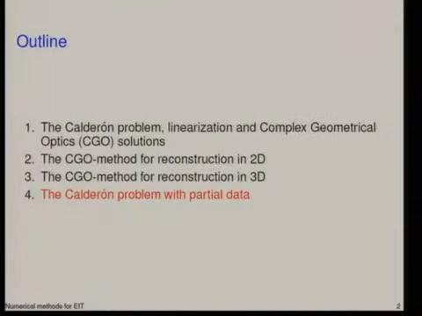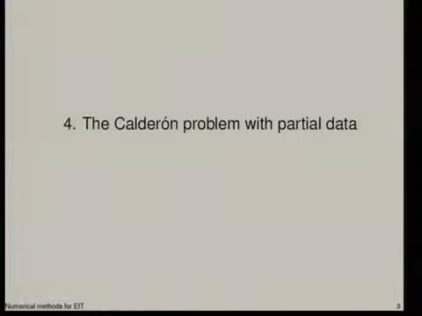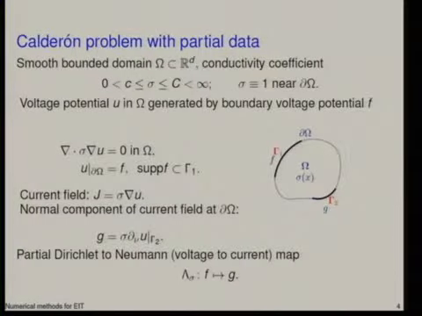The first three parts were about CGO methods, complex geometrical optics solutions, and trying to solve the problem in a rigorous way. So now we turn to the Calderón problem with partial data. And let me first state the problem so that we're sure what this is all about.